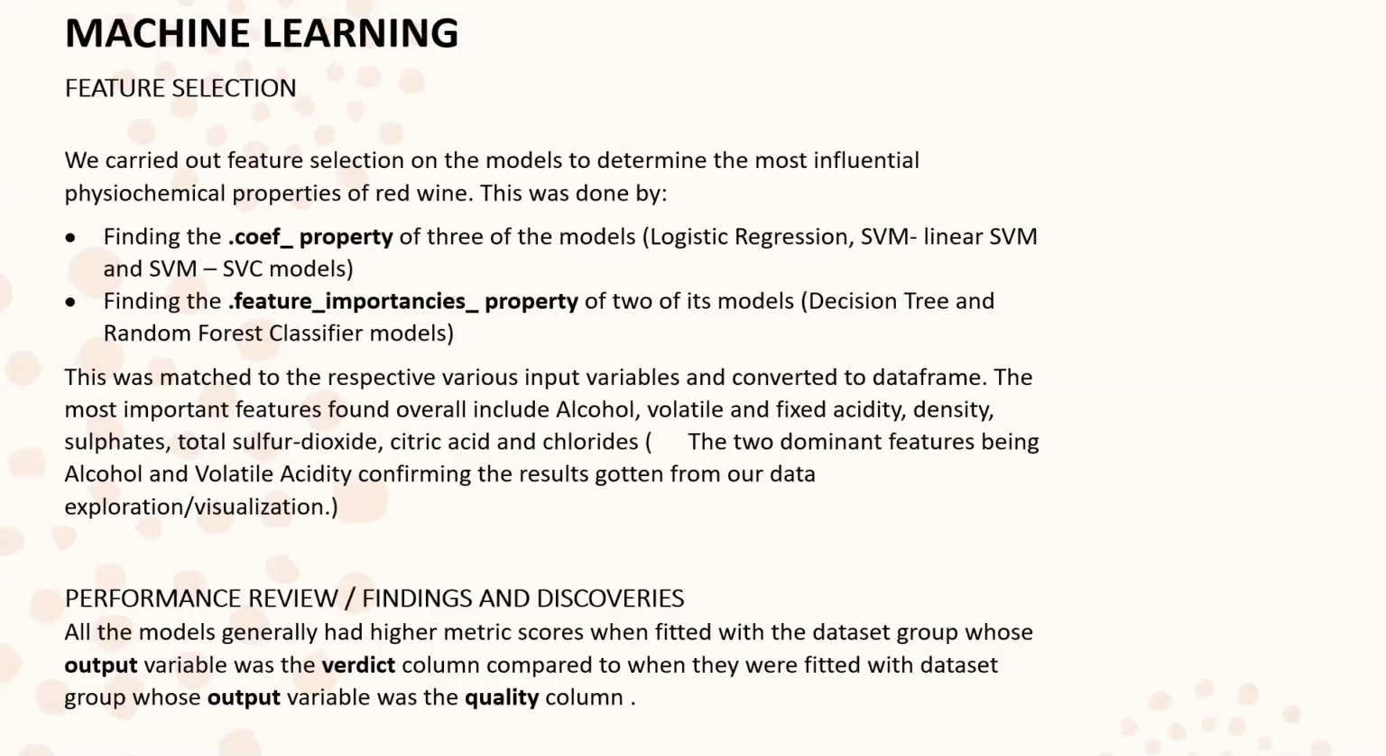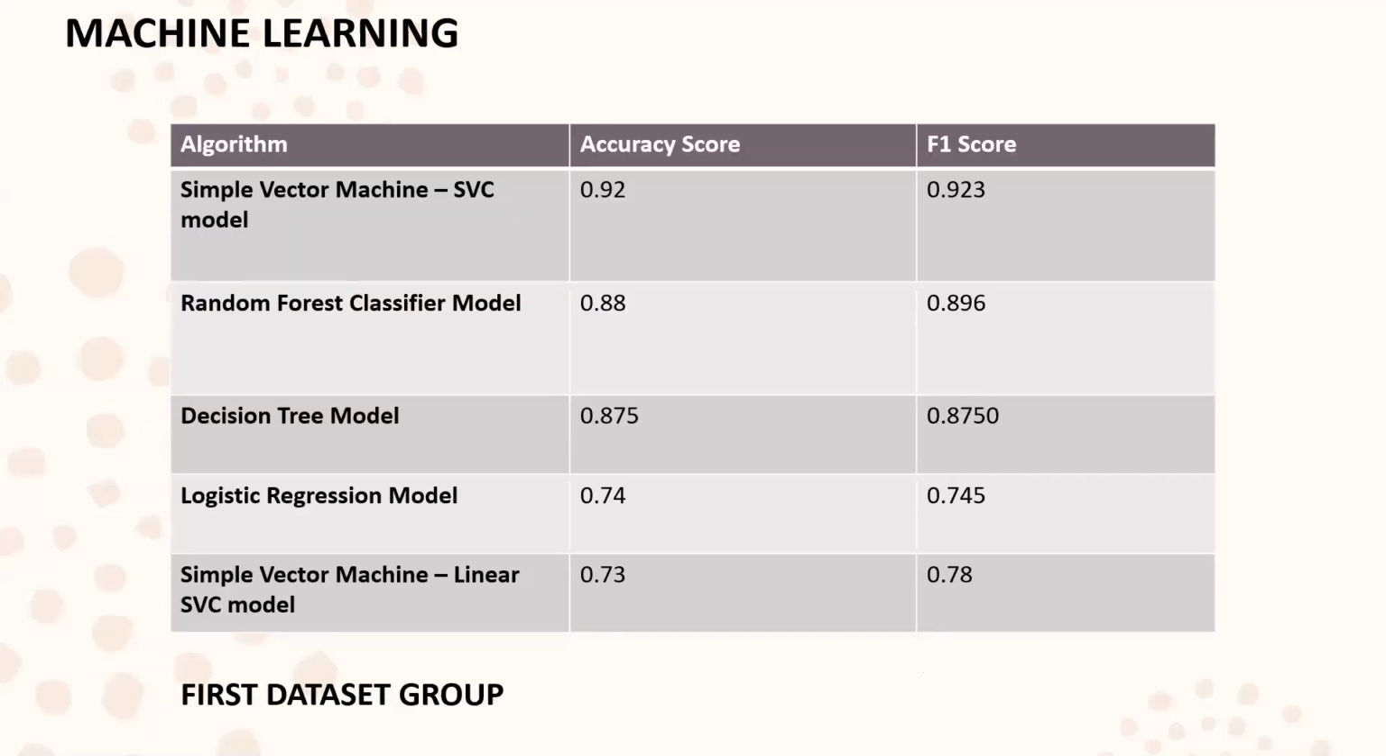So on our performance review and findings for the machine learning, we found out the models generally had higher metric scores when fitted with the data set group whose output variable was the verdict column, the one that had just a score of 1 and 0, when compared to the data set group where the output variable was the quality column, which was like 3 to 8. So these were the scores for the first data set group.